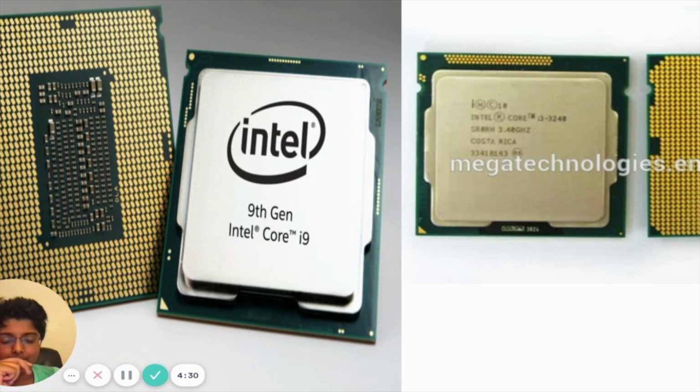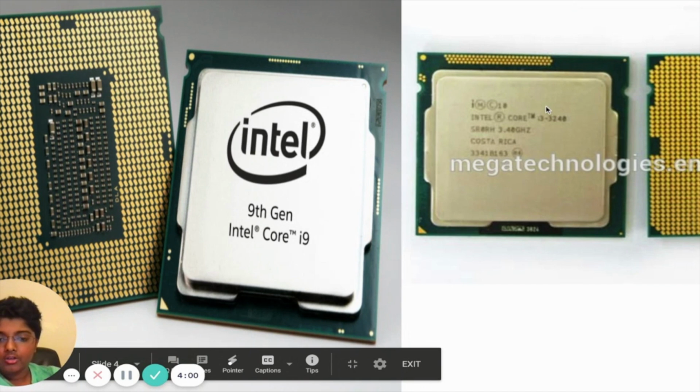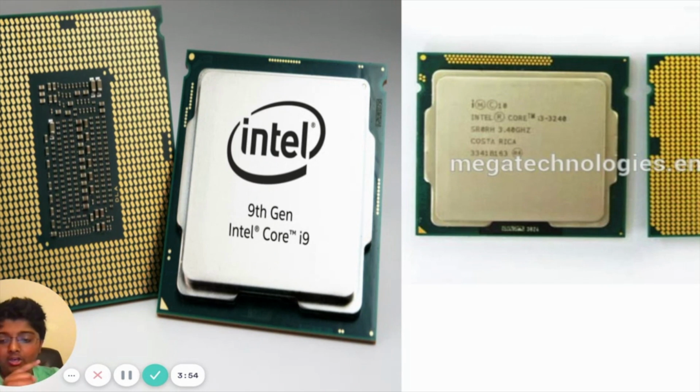So, let's take an example. A Core i3 and a Core i9. This i3 has a clock speed of 3.4 gigahertz and is a dual-core processor. Its maximum speed, or clock, is measured in gigahertz nowadays. It's basically gigacycles, so it can do 3.4 gigahertz, and a gigahertz is 1 billion. That means it can do 1 billion operations per second.